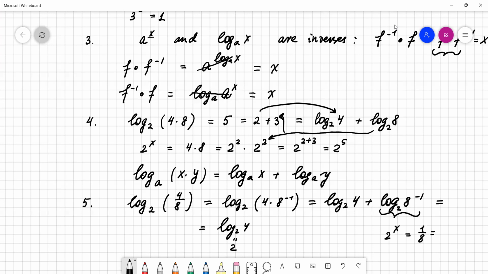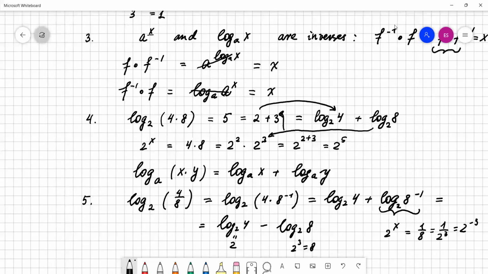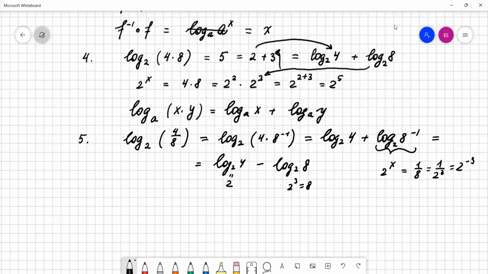Well, it's which power we need to raise 2 to get 8 to the power of -1. 1 over 8, or 1 over 2 cubed, or 2 to the power of -3. So x is equal to -3, right? Which means that it's minus logarithm with base 2 of 8, because 2 to the power of 3 is 8. We need -3, so it's going to be minus. The conclusion here is that if you have a ratio, it's going to have a minus between logarithms.